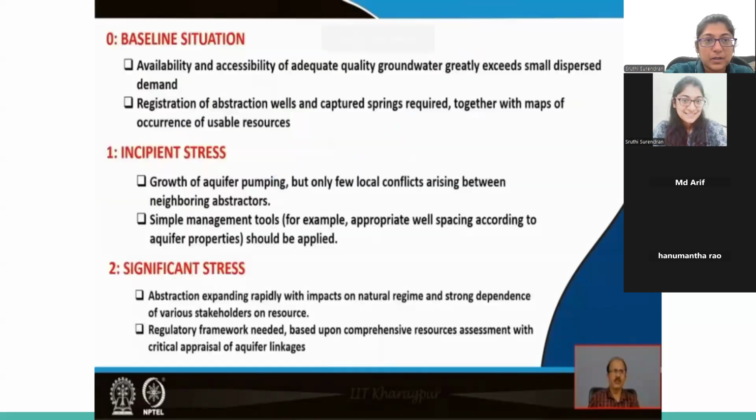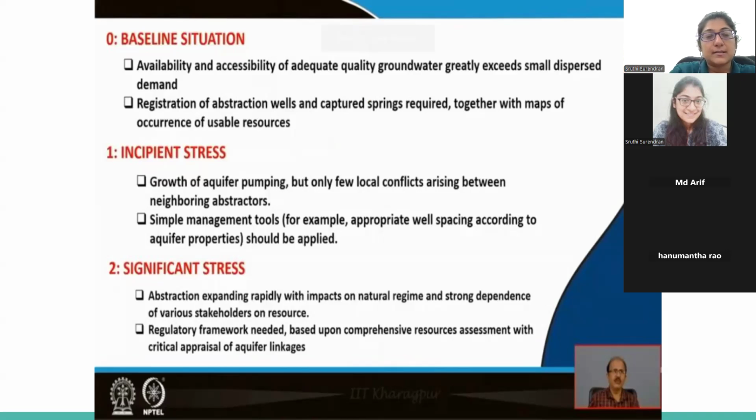We'll go into that. Baseline situation is when you have adequate quantity as well as quality of groundwater. If you are in a place where the availability of groundwater is in excess, the quality of groundwater is also very good, but the requirement of water is not as much as the supply available, so there is not much requirement of the water, the resources are available in plenty, the quality is very good, and there are not many issues associated with using water, then that is called the baseline situation.